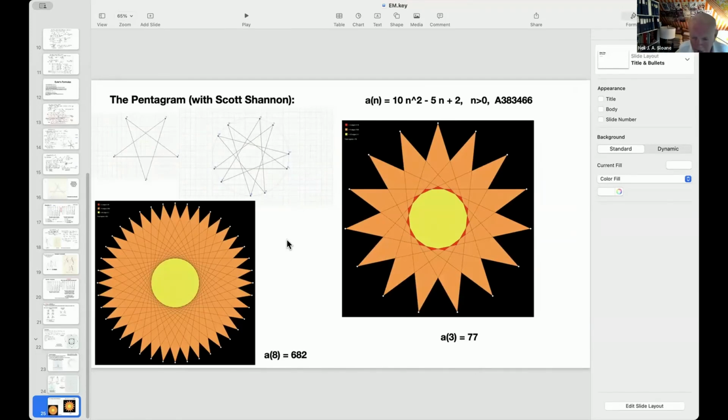How many regions? It came up because the 5 chain involves pentagrams. Anyway, with a pentagram, you can get, here's 1 pentagram, here are 2 pentagrams, here are 3 pentagrams, and here are 8 pentagrams. And Scott Shannon made these beautiful pictures.